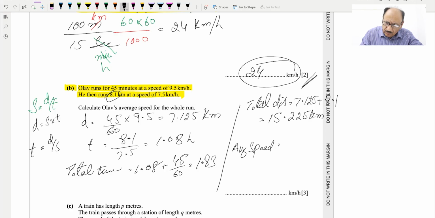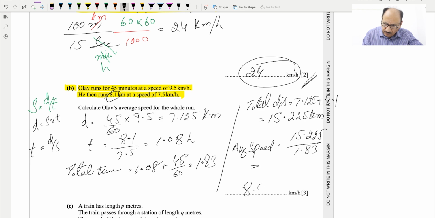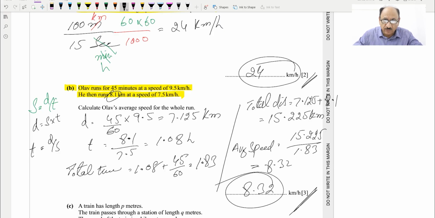And so average speed is total distance divided by total time. So 15.225 divided by the total time, which is 1.83, will be equal to 8.3196. So we can write 8.32. So 8.32 will be our answer, which is kilometer per hour. This is speed, and this is for 3 marks. Hopefully you understand this.